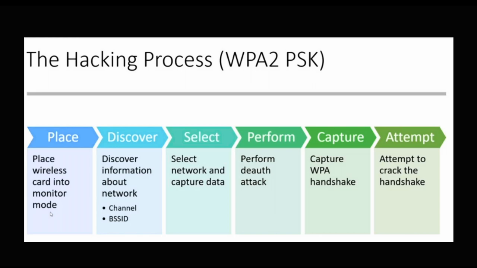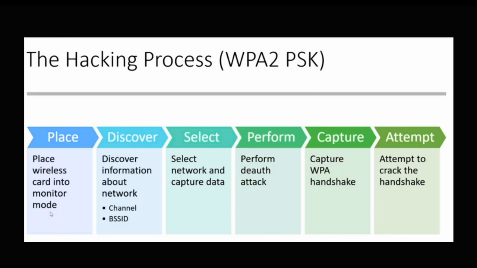And when we have the information about the network, we perform a de-auth attack, or a de-authentication attack. This is in some cases optional. I'll discuss this further in the video also. But basically, we want to capture the four-way handshake because we're cracking a WPA2 PSK pre-shared key network, in which the client shares the password with the Wi-Fi network. So we're going to capture that handshake so that we can capture the password, and then we can crack it.